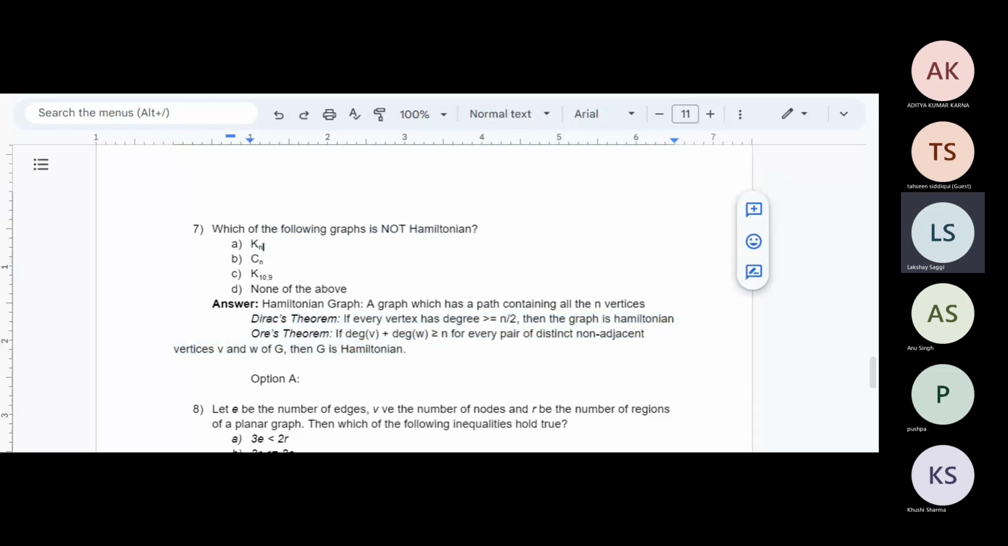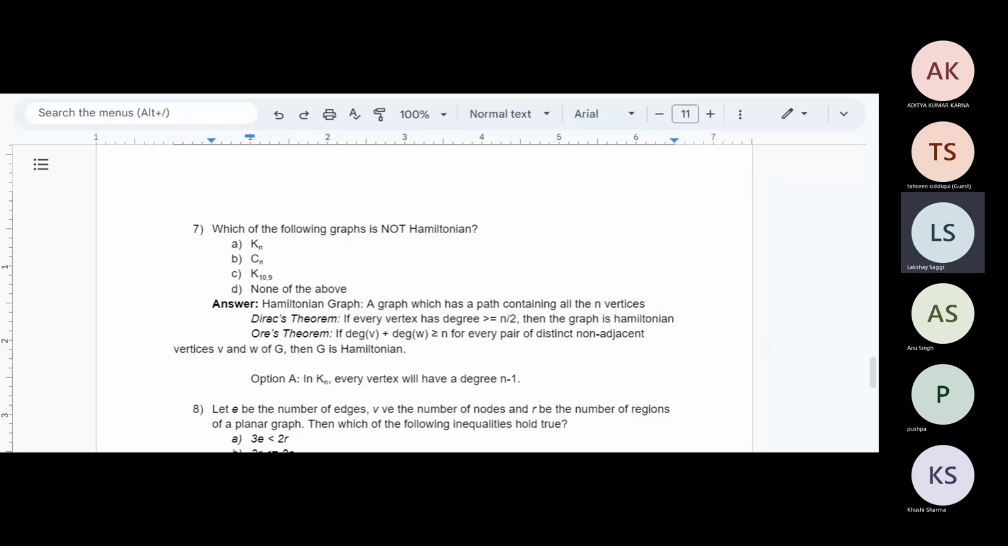What this question asks is, which of the following graphs is not Hamiltonian? So for Kn, a graph Kn is a complete graph on n vertices. Here we can see that every vertex of the graph will have a degree of n minus 1, right? Since there are n vertices, one vertex will be adjacent to all the remaining n minus 1 vertices, so that every vertex will have a degree of n minus 1.